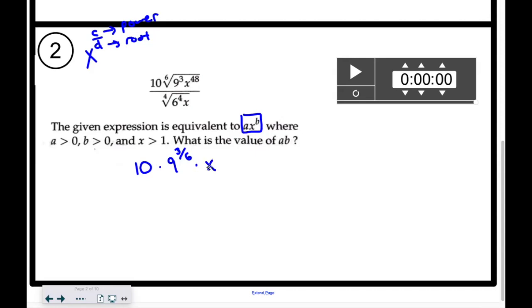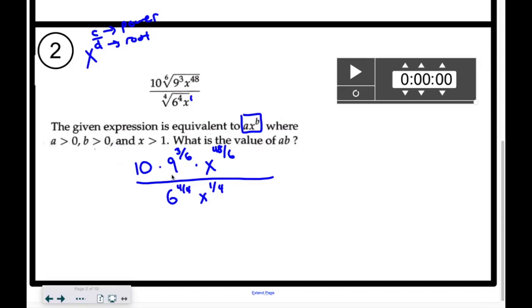And then we have the same thing with the x. That's to the 48 over 6. And then on the bottom, I have 6 to the 4 over 4. And x, this is an imaginary 1, so that's x to the 1 over 4. Now, again, I'm just really explaining all the concepts. A lot of this you might have been able to just do in your head.